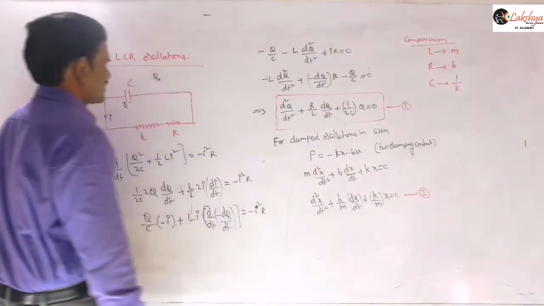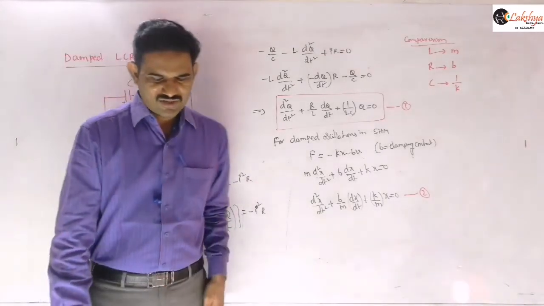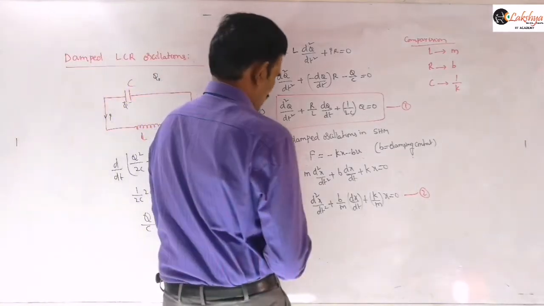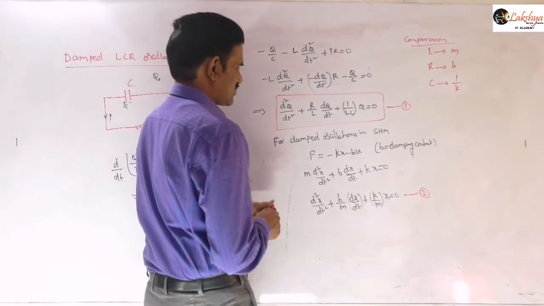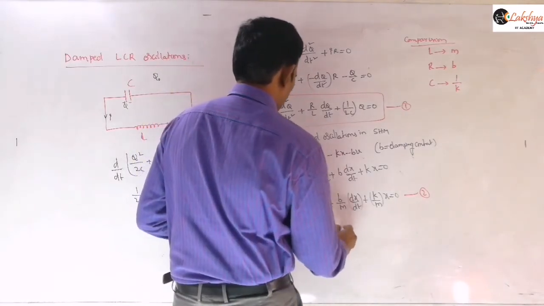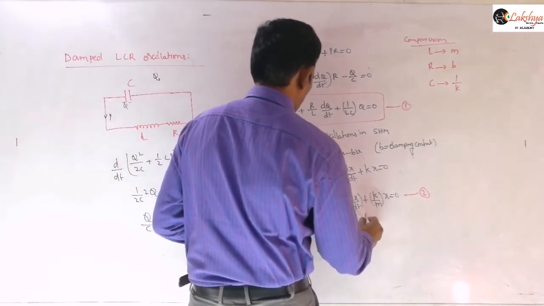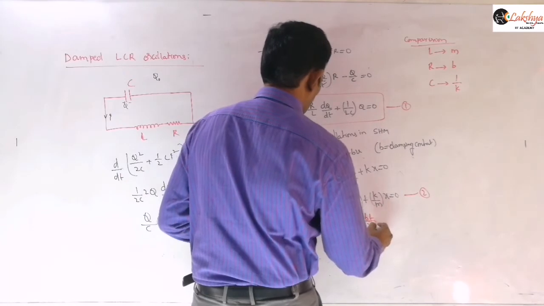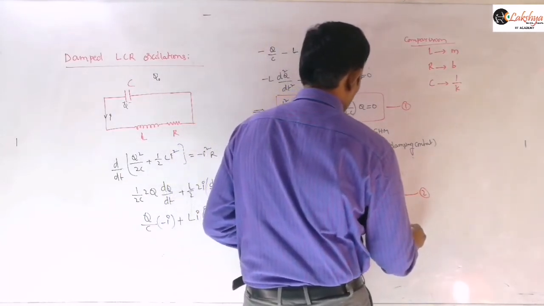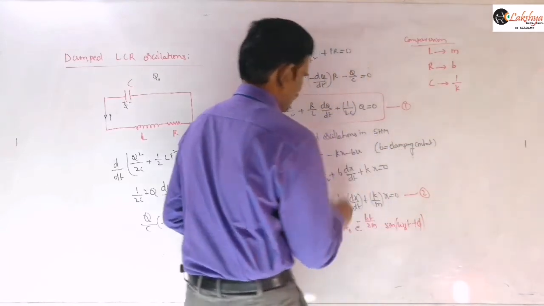So that is, in the case of damped oscillations, that is a comparison there. And if they ask for any equation, then you can write that equation as x is equal to A naught into e power minus bt by 2m into sine omega d t plus phi. You will get the equation for this.